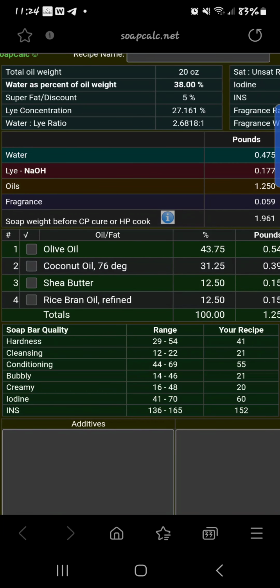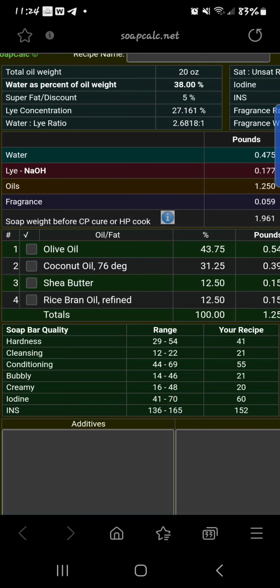The cleansing should be between 12 and 22. The cleansing of this recipe is at 21. Conditioning 44 to 69. This recipe is 55. And bubbly 14 to 46. This recipe is at 21. Creaminess is 16 to 48, and this recipe is at 20. So all of these numbers fall within the range, which tells you that this is going to be a nice bar of soap.